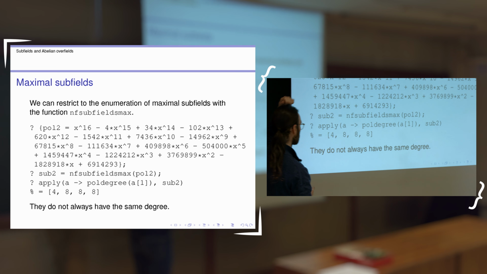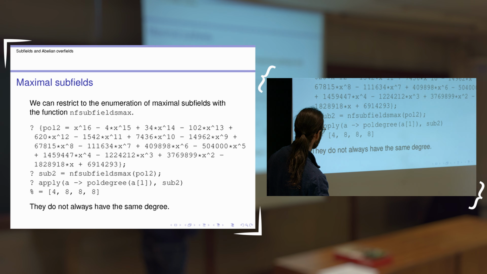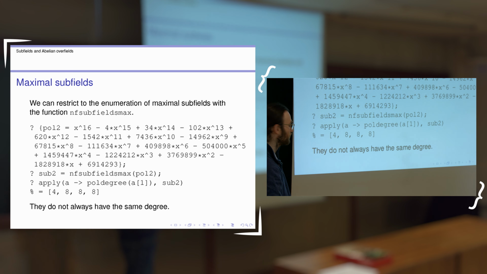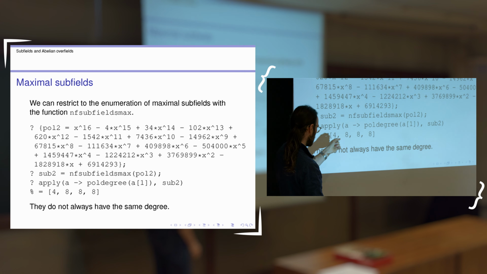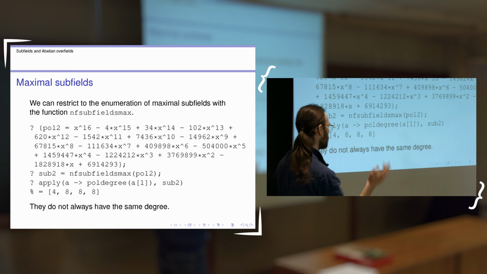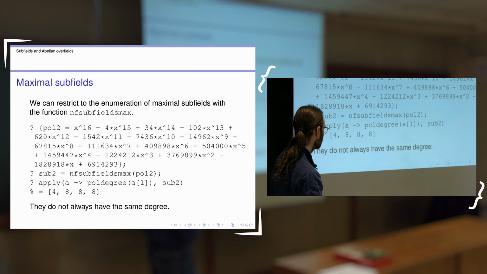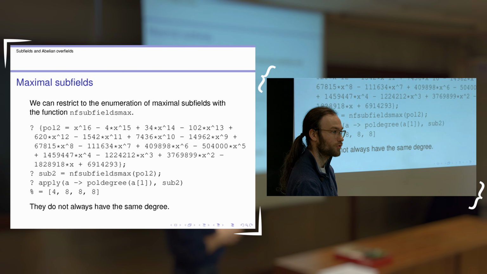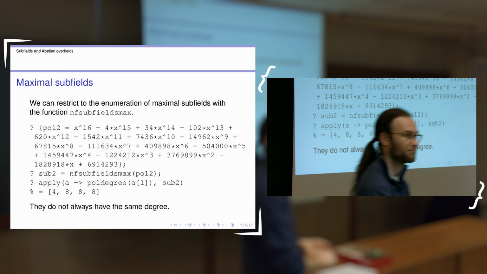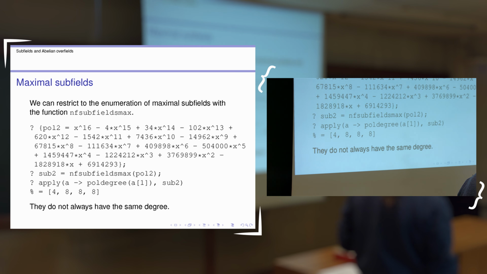Here's an example. We have this degree 16 field, and we ask for its maximal subfields. Here I'm just computing the degrees of those. So we have a maximal subfield of degree 4 and 3 of degree 8. But they don't have to have the same degree. It can be whatever. Is everyone clear with what this function does? Just the maximal subfields.